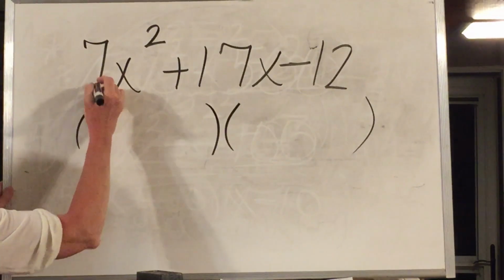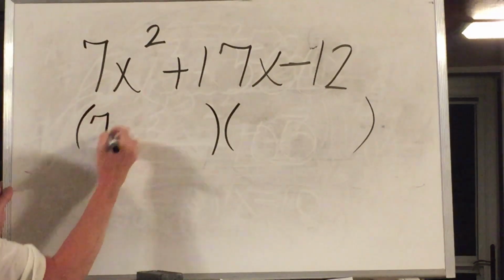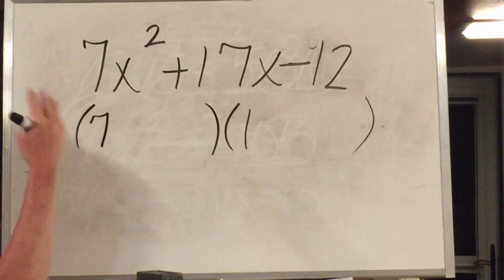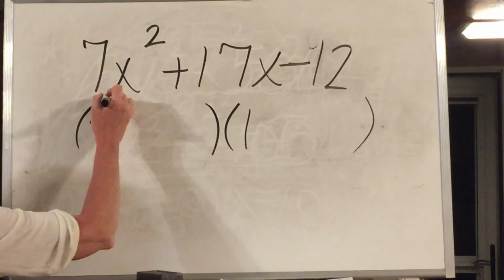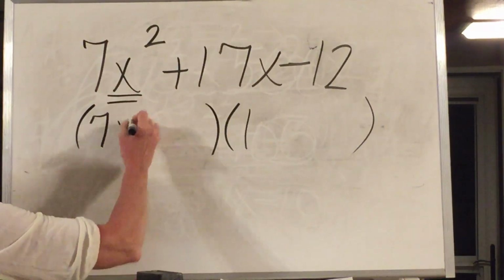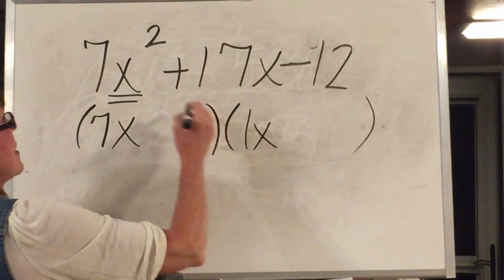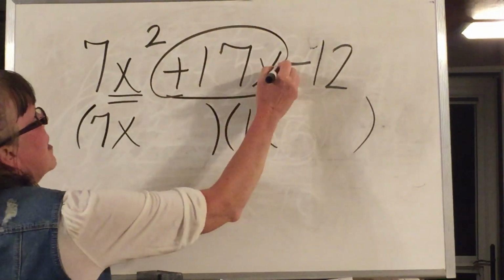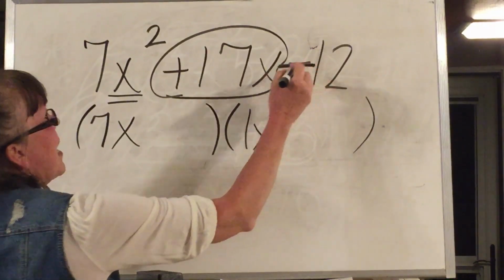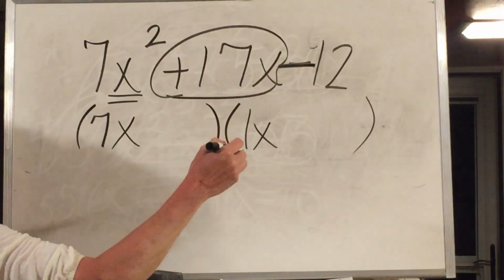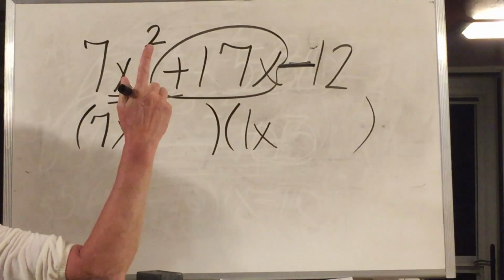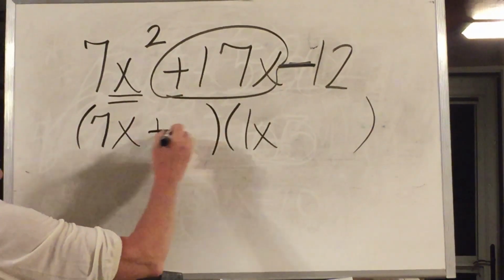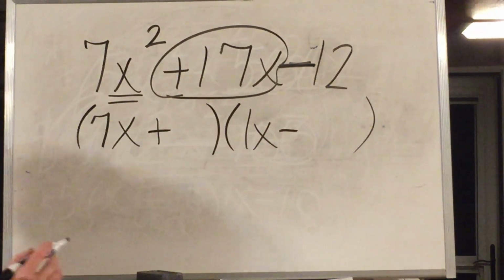So we're going to open up 2 parentheses. 2 numbers that give you 7 is 7 times 1, or you could put 1 times 7. X squared is x times x. Skip over this middle. Minus sign means different. Well, what does different mean? 1 plus, 1 minus.